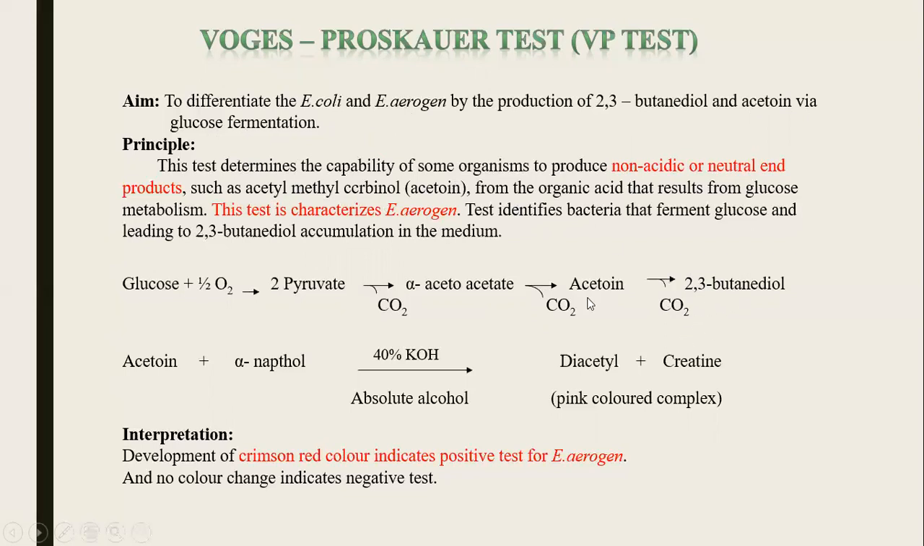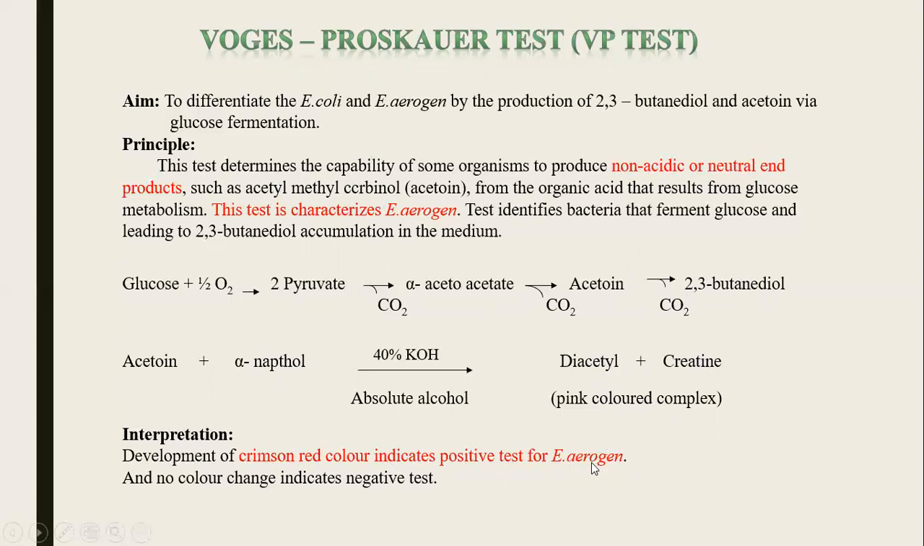So this 2,3-butanediol is an intermediate compound during the production of acetyl methyl carbinol. The production of 2,3-butanediol is detected by the addition of alpha naphthol. After addition of the alpha naphthol, if the color of the medium changes to pink due to the production of diacetyl and creatine, that indicates positive. The development of a crimson red color indicates positive for Enterobacter aerogenes.